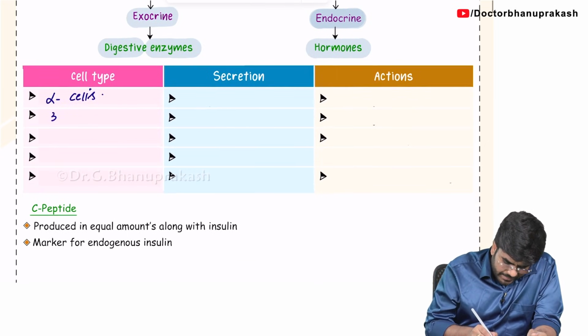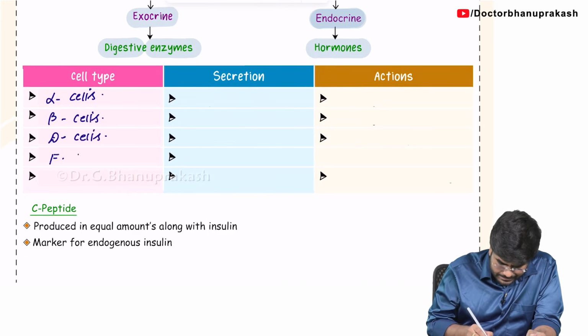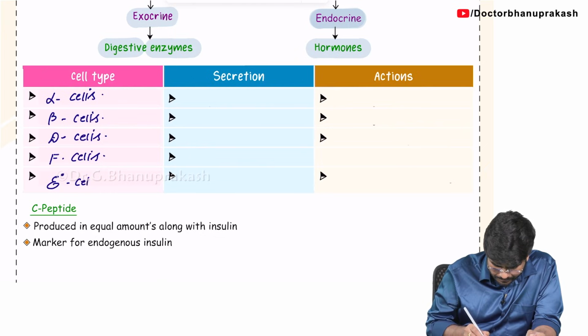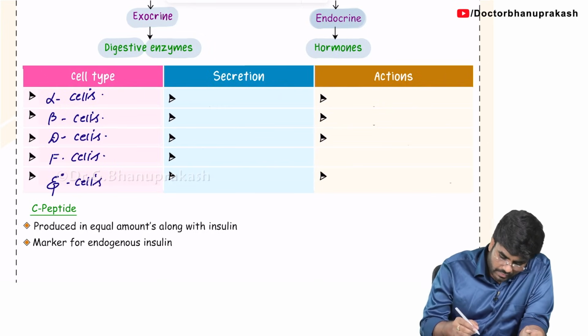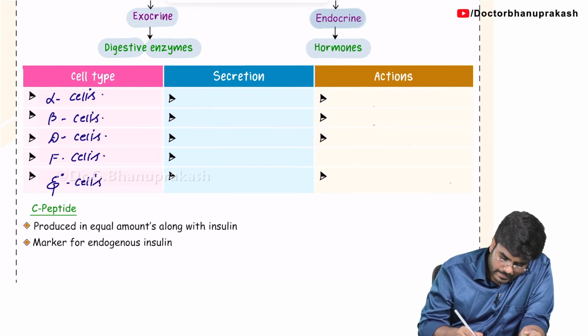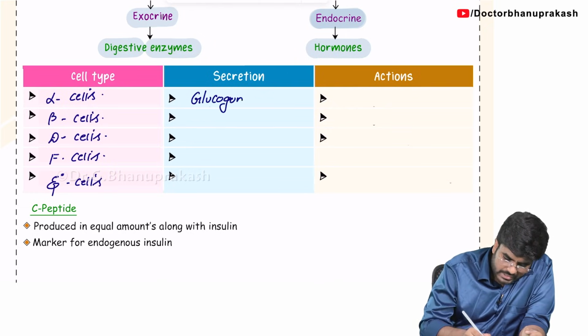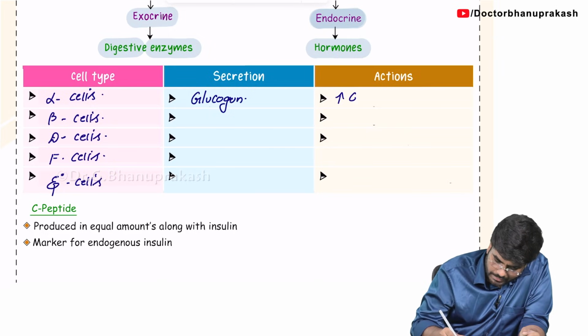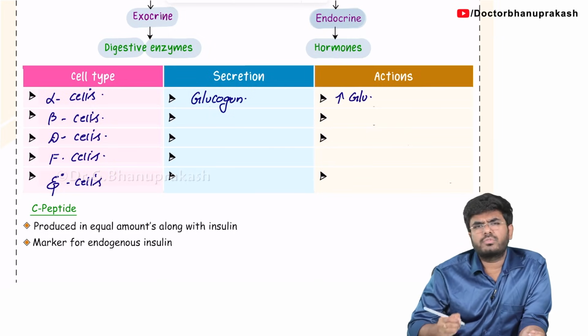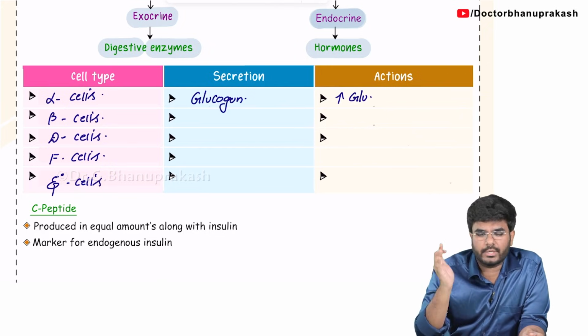Alpha cells, beta cells, D cells, F cells and epsilon cells. Now, what are these cells doing? Alpha cells secrete a hormone called glucagon. Now tell me guys, what is the function of glucagon? Glucagon is going to increase your blood glucose levels. Every student knows from biochemistry what glucagon will do. Glucagon increases the blood sugar levels.